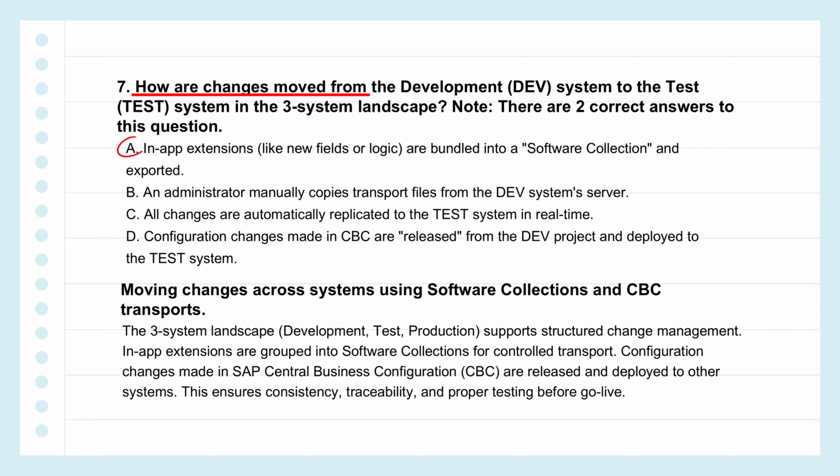Okay, so software collections handle the custom bits. What about the configuration changes we made way back in CBC? Selecting countries, activating business processes. How did those settings travel from DEV to test? That's handled differently.